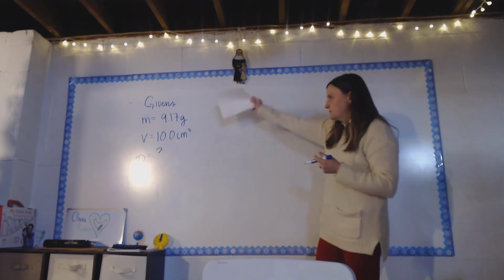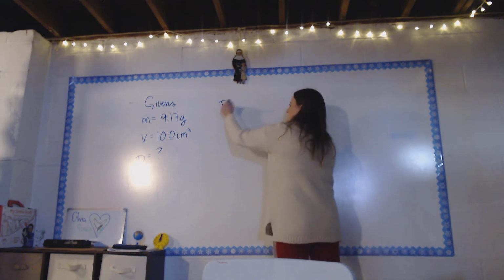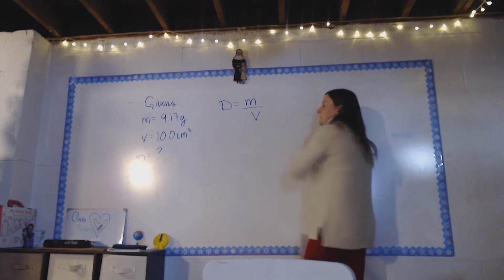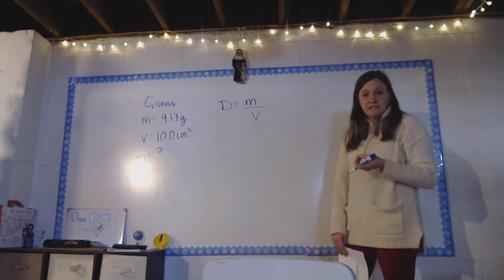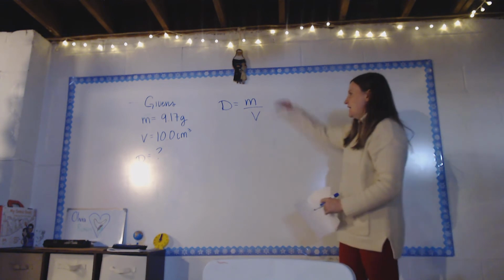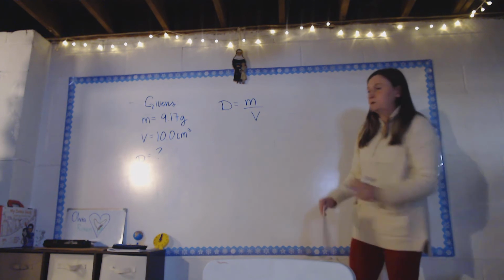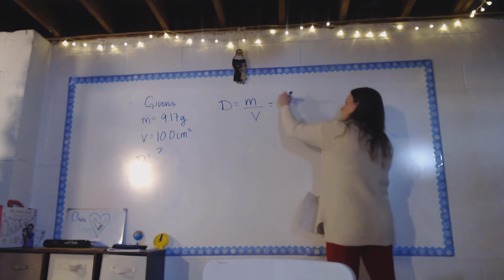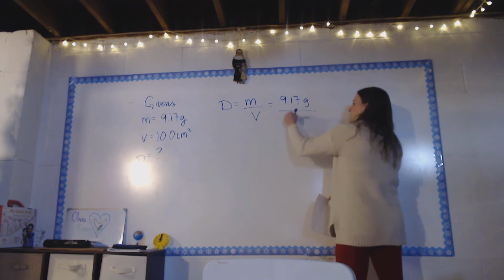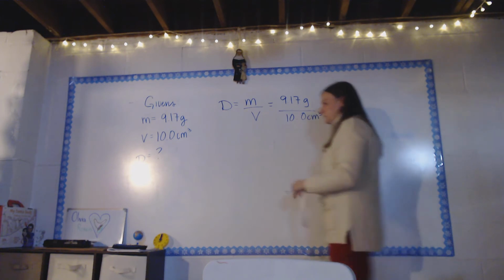Okay, so once we have our givens recorded, then we start with our equation. The density equation is always the same. Density is equal to mass divided by volume. Now in this case, because I want to find density, I don't need to do any algebra to rearrange things. I have my mass, I have my volume, so we're just going to plug those values into the equation. So we say 9.17 grams divided by the volume, which is 10.0 centimeters cubed. And so we'll put this into the calculator.